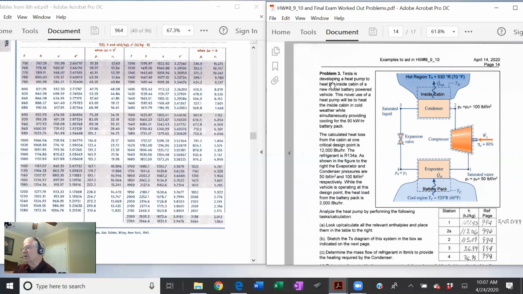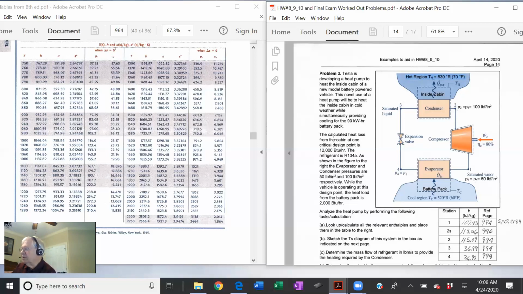All right, let's read this problem. And I made up some of this stuff, but overall, what do they say on a movie that's based on true events? Tesla is developing a heat pump to heat the inside cabin of a new model battery-powered vehicle. The novel use of the heat pump will be to heat the inside of the cabin in cold weather while simultaneously providing cooling for the 90 kilowatt-hour battery pack.